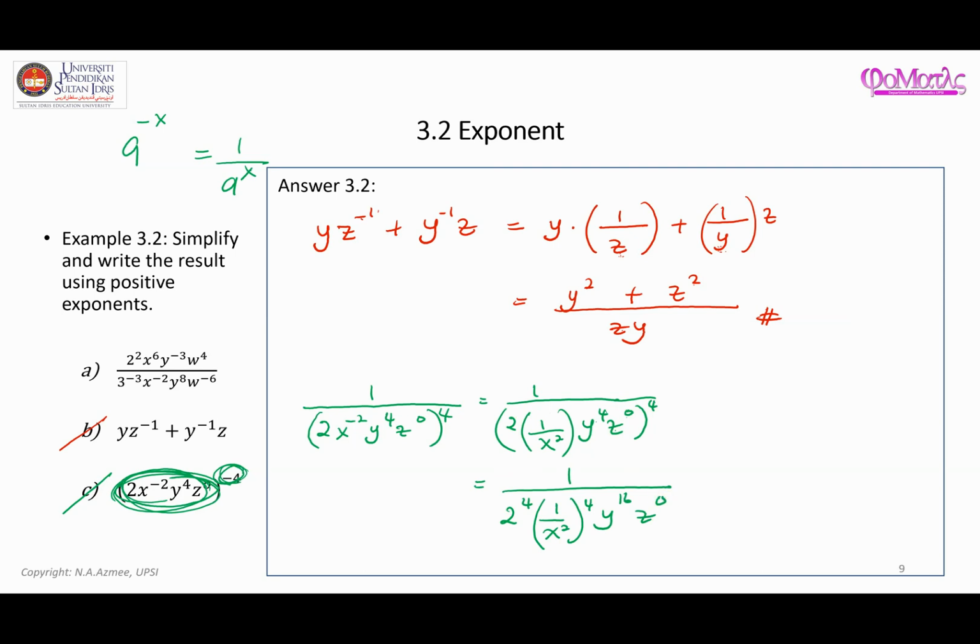Okay, so we have taken out this bracket over here. Next, we can simplify that. 2 to the power of 4 is 16, so 16 over here.